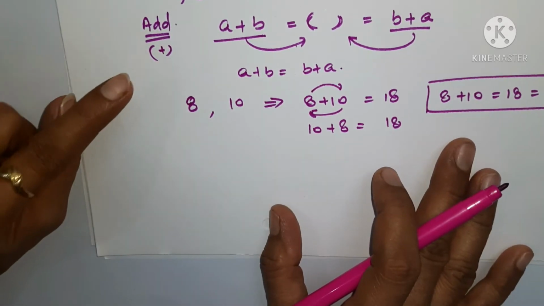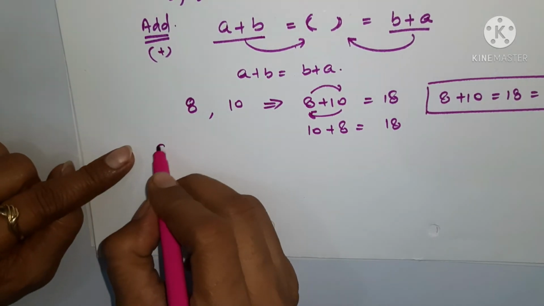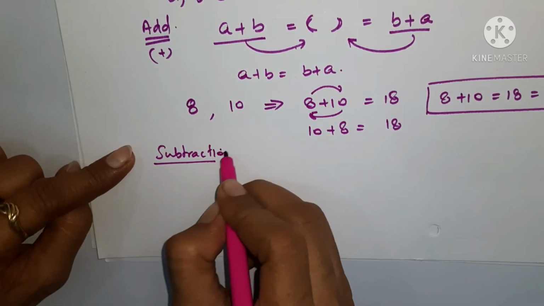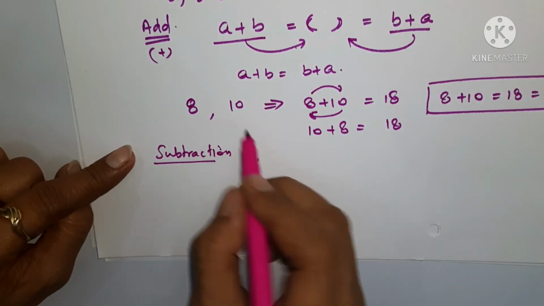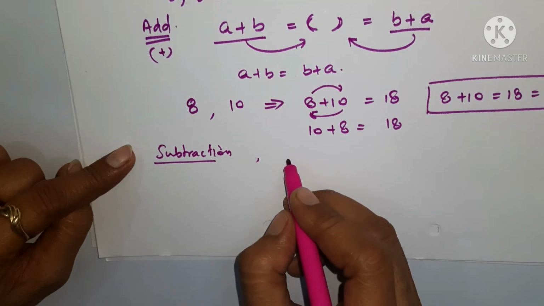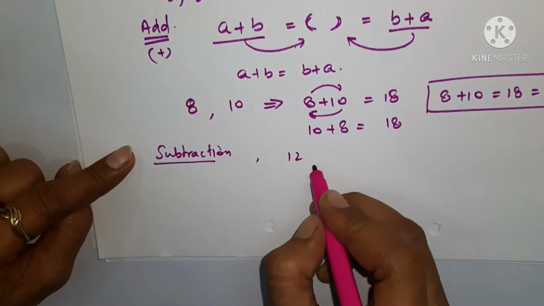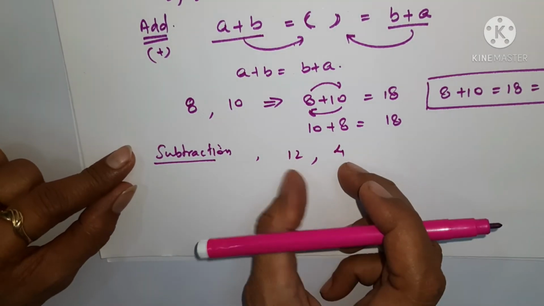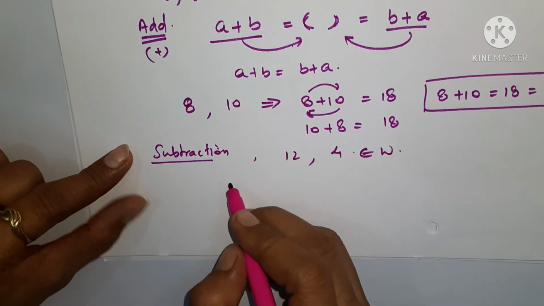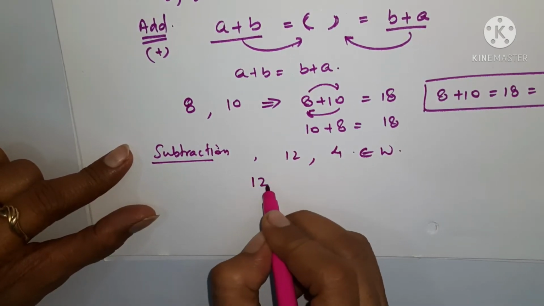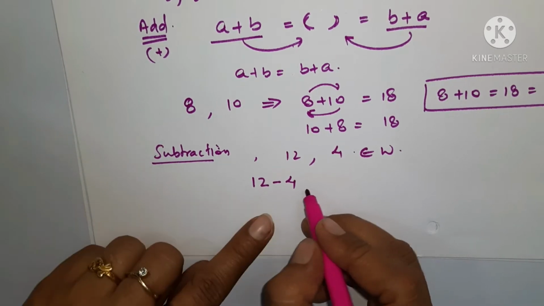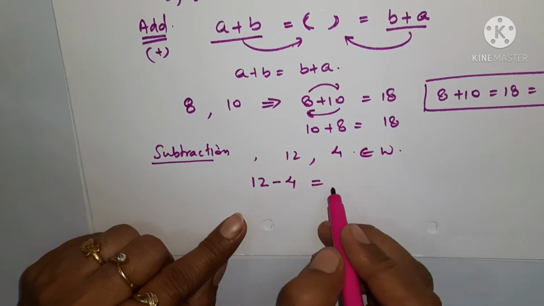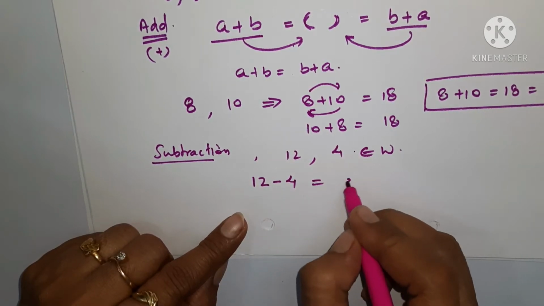Now let us check for subtraction, whether it is possible for subtraction or not. For the case of subtraction, suppose we take other numbers, say 12 and 4. Two of the whole numbers which you are taking are 12 and 4. Let us subtract them. Suppose you have 12 minus 4. First you write the result. 12 minus 4 is 8.